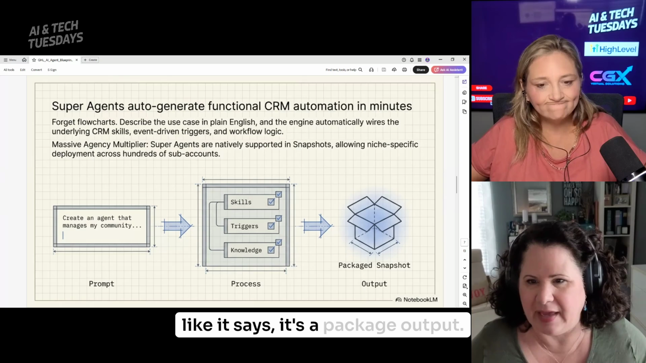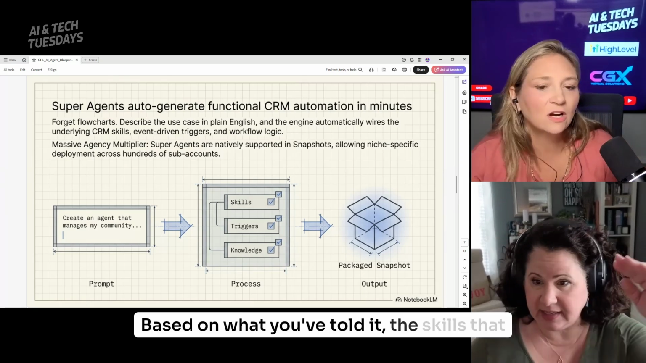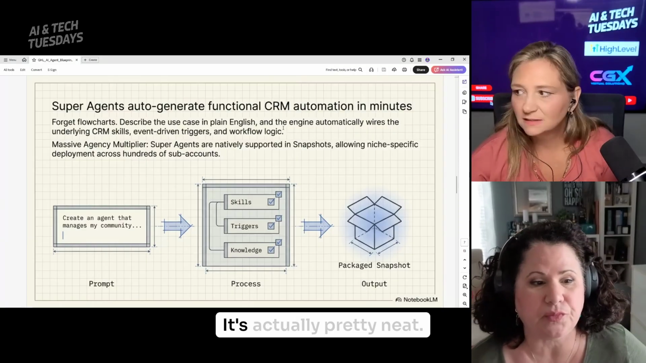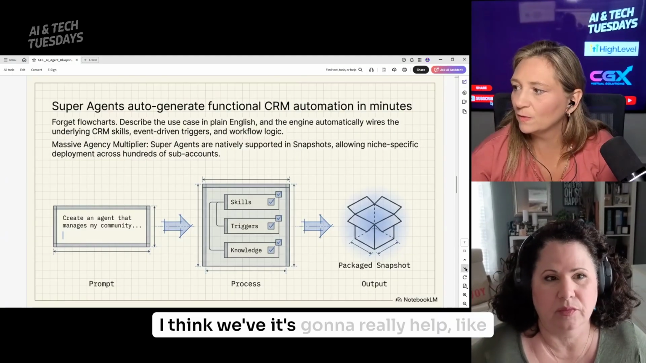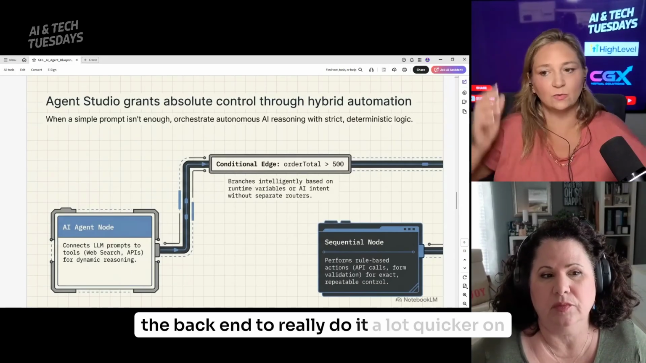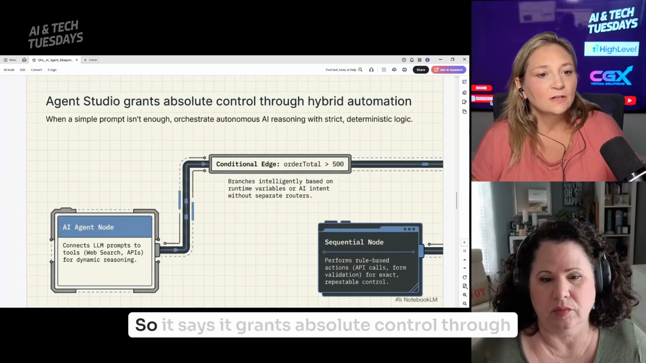And then it puts it all together into a package. Just like it says, it's a package output, snapshot it, based on what we told it, the skills that it has access to. Yeah, exactly. It's actually pretty neat. I think it's going to really help when we want to get some work done on the back end a lot quicker on things that don't need so much complex stuff.